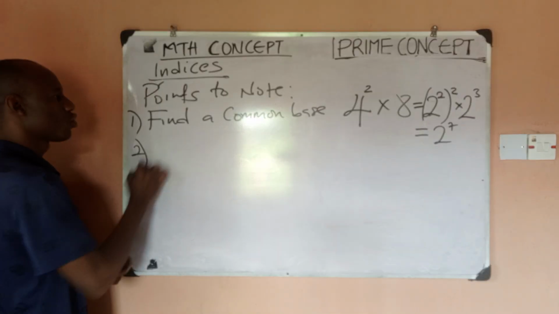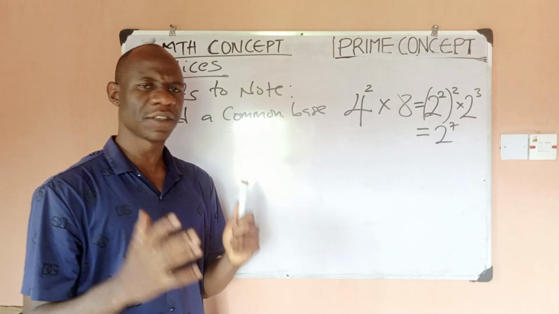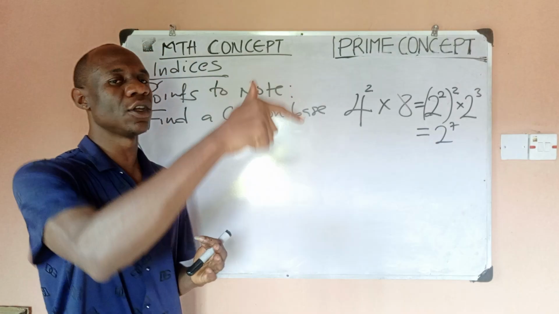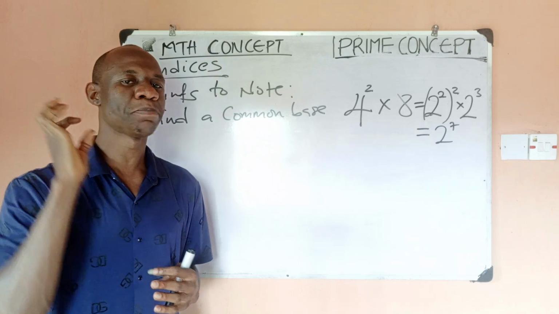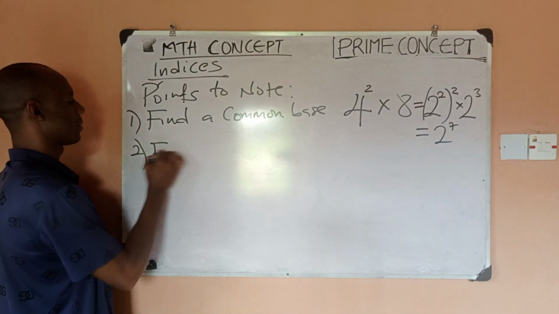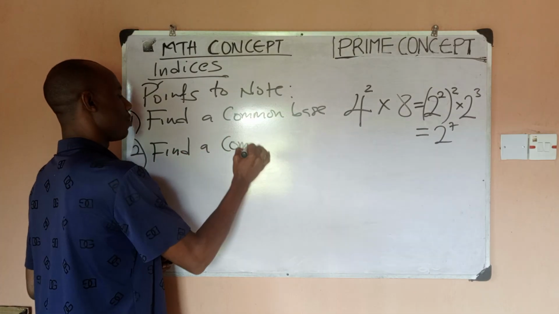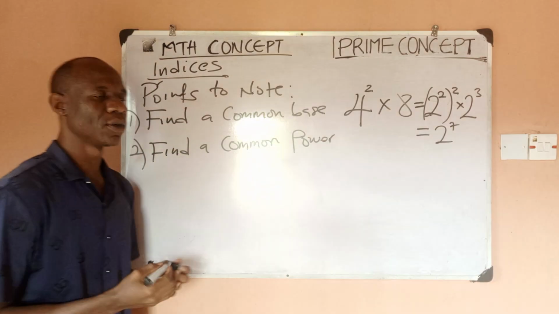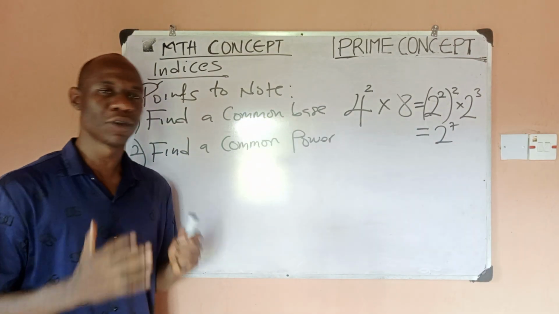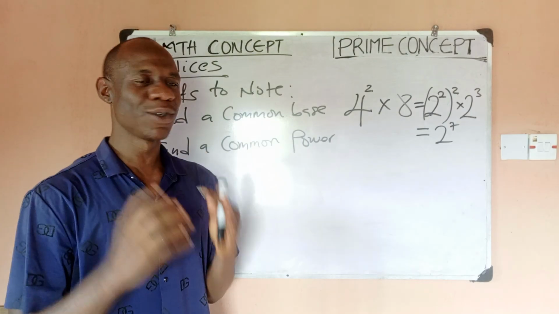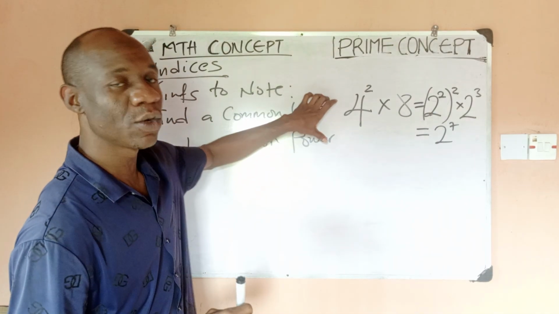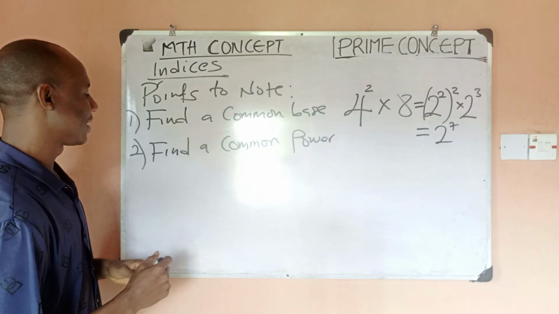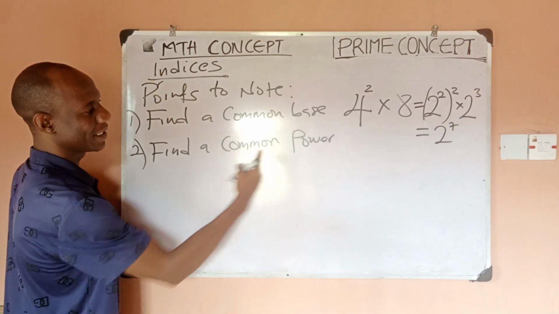That is number 1. Then the second point you should note is that whenever you're given problems under indices, where a common base is not possible, then you find a common power. Find a common power, or what you call index, or what you call exponent. So any problem they give you in indices, there must always be a possibility of one of these or both of them. If it's not possible, then you can't solve the problem easily. Now, what do I mean by find a common power?